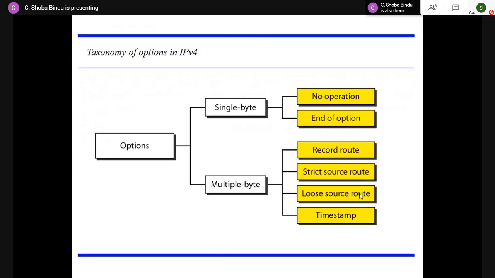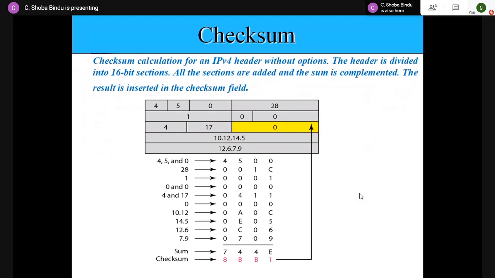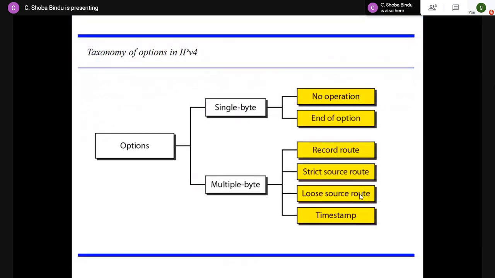So when we look at IP version 4, the header contains a mandatory header of 20 bytes, and it also has an optional header of 40 bytes. So what are the various options that can be carried in an IP version 4 protocol? These options are divided into two categories. One is single byte options, which hold only a single byte, and the other is multiple byte options.